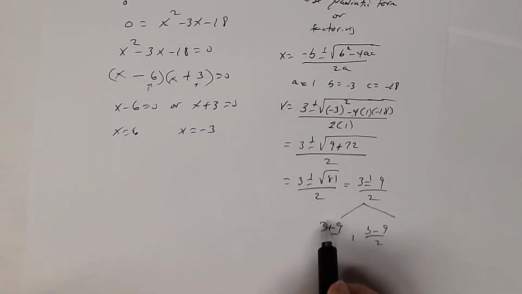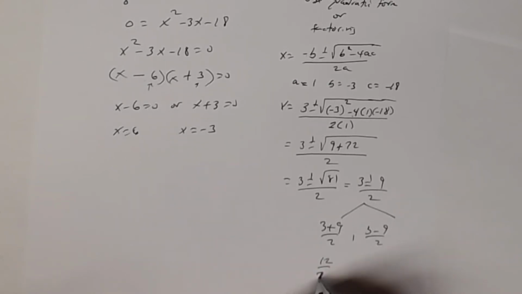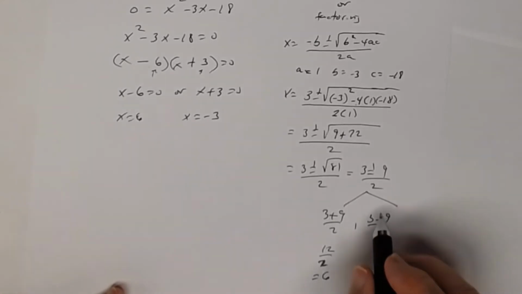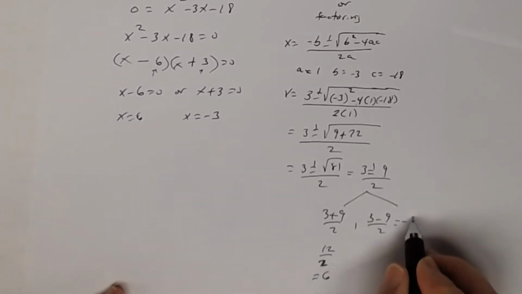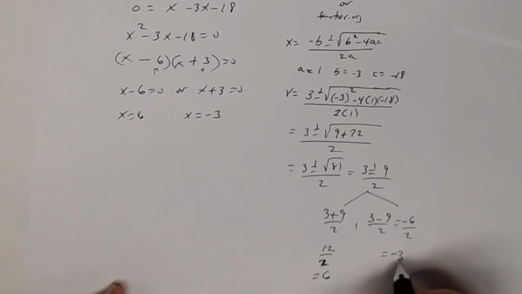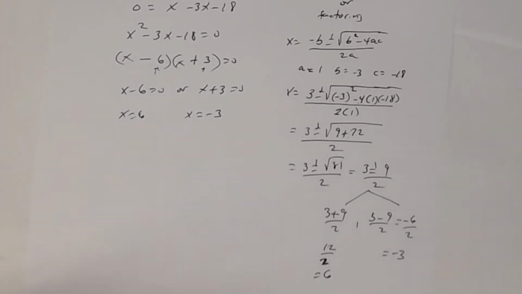And so I get 3 plus 9 divided by 2, and then 3 minus 9 divided by 2. Well, 3 plus 9 is 12, right? 12 divided by 2 is 6, which is what this is. 3 minus 9 is a negative 6 divided by 2. So negative 6 divided by 2 is a negative 3, which is what this is.